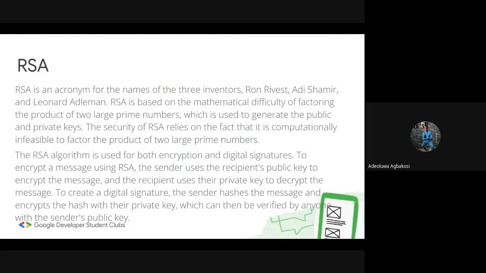Now, the RSA algorithm is used for both encryption and digital signatures. Encryption and decryption is basically what we've been doing so far. Digital signatures are one of the many applications of asymmetric key cryptography.